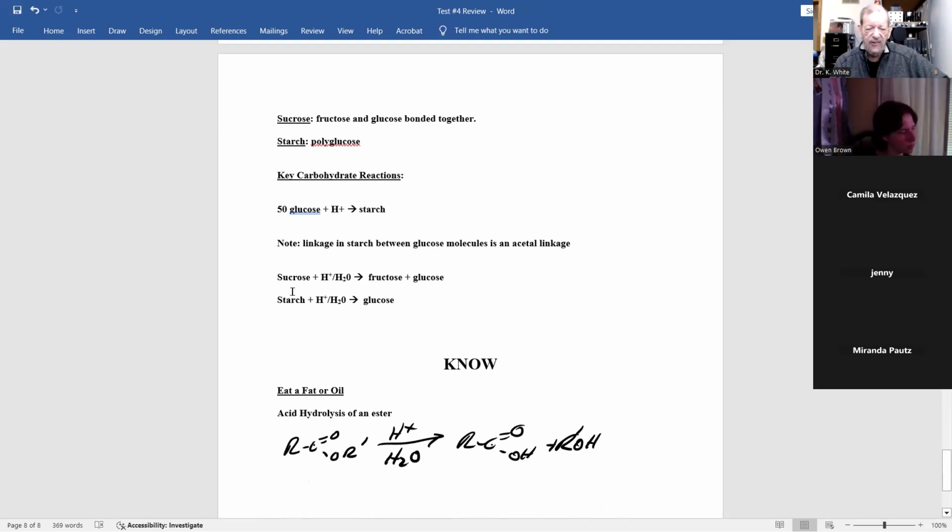Because of that, if you take sucrose, and you should know this, acid and water, it breaks down back to fructose and glucose. If you have starch, you add acid and water, you do acid hydrolysis of an acetal, and you get back to glucose. And that's why glucose is the most abundant sugar in our body, in our blood, because our body breaks down the starch to glucose. But if you eat sucrose, you'll also make some fructose.